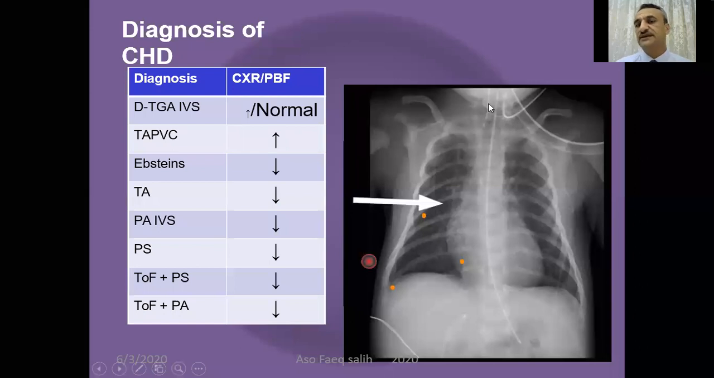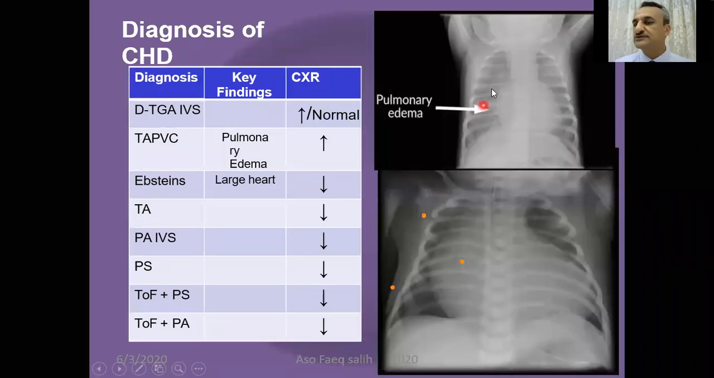For example, like here, you see the lung is not clear. It's edematous. And here the heart is so big. So in both conditions, total anomalous pulmonary venous return or transposition of great arteries, you may have increased or normal pulmonary flow. So maybe they present like this, like that. And the others present like the previous one, like this one.